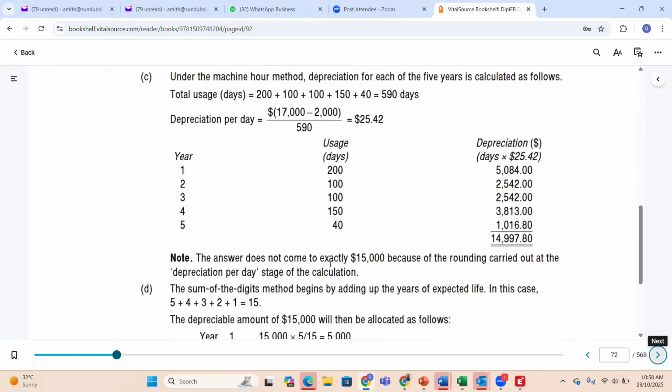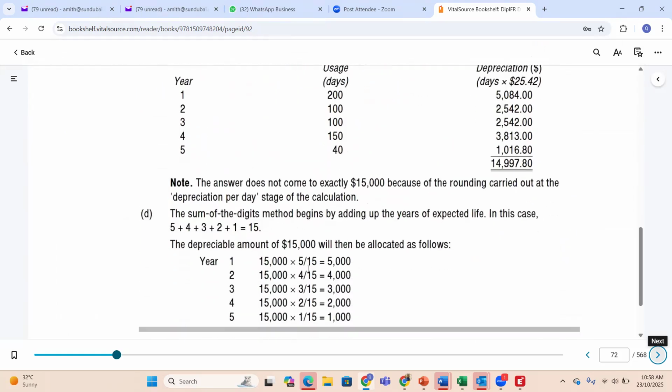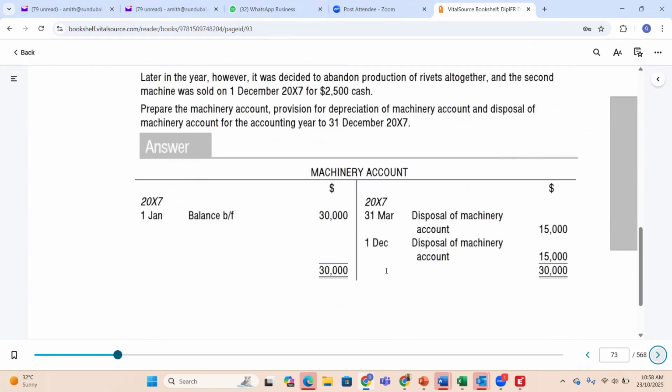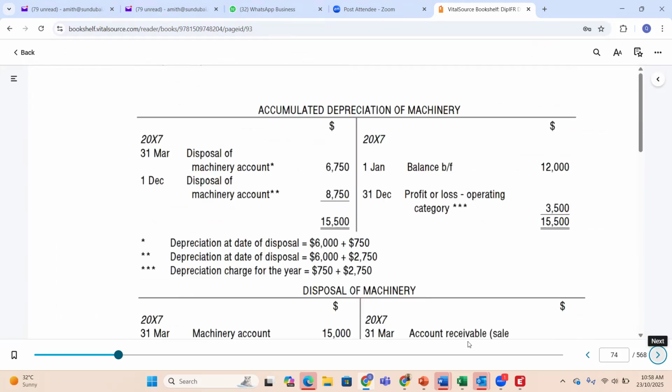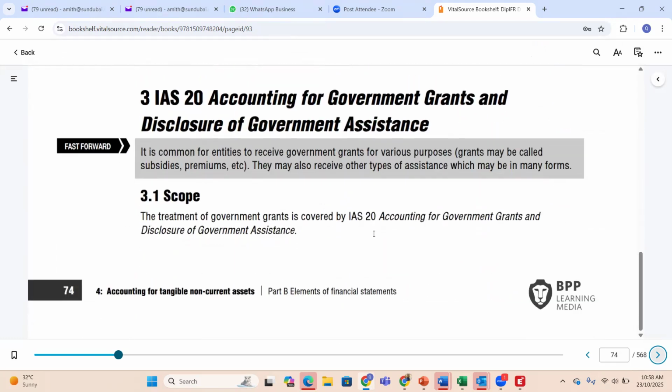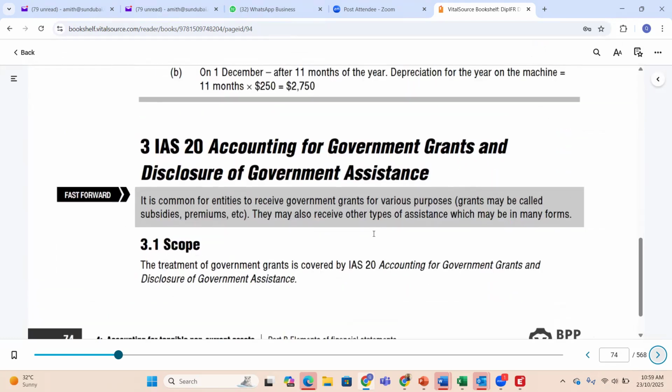So this is straight line. This is the usage one. See the sum of digits method. Each year, what is going to be the depreciation? There is nothing much in depreciation. This is just max. There's absolutely nothing in it. And that completes 16.